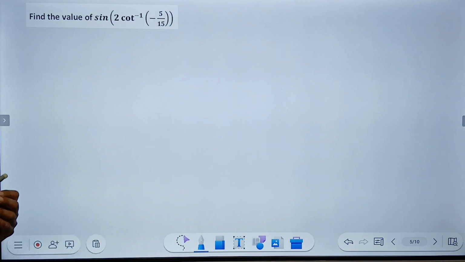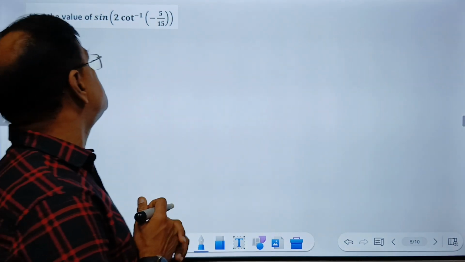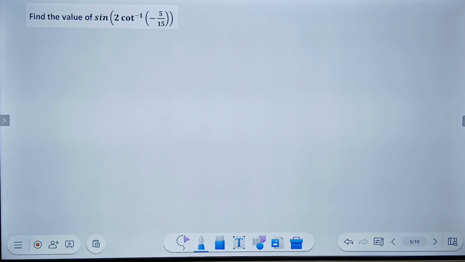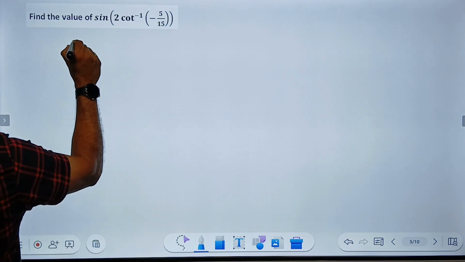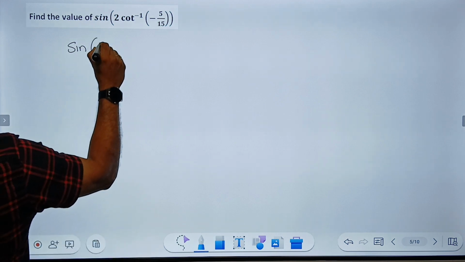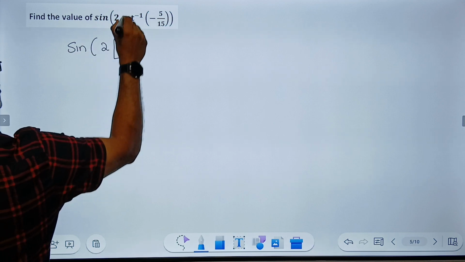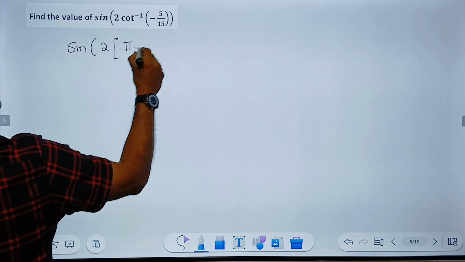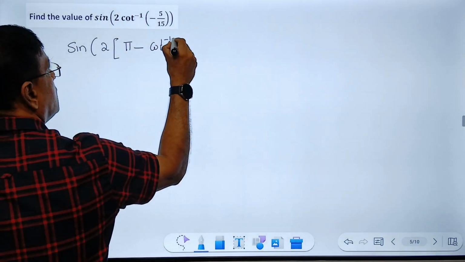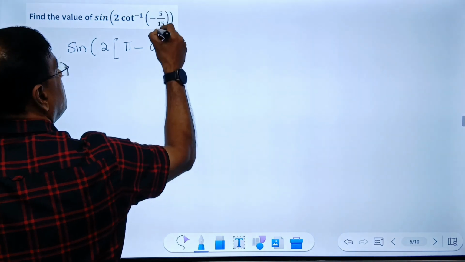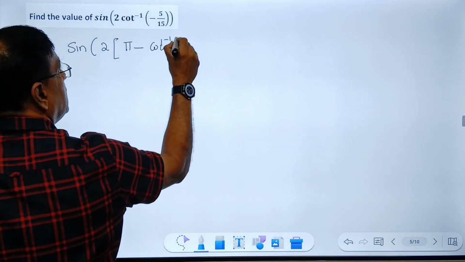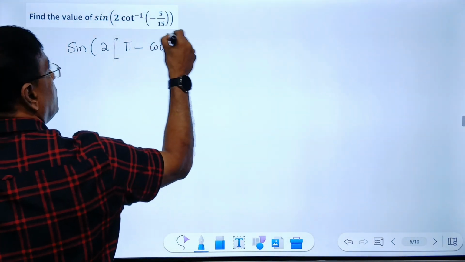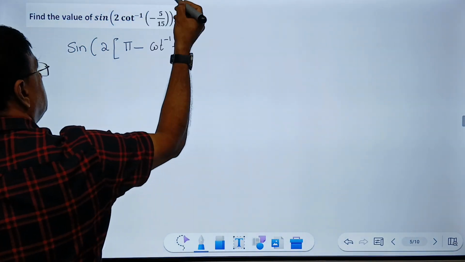Find the value of sine of 2 cot inverse of minus 5 by 15. You know, cot inverse of a negative is pi minus cot inverse of 5 by 15. I think there's some error. I will take it as 1 by 3 then, since 5 by 15 is 1 by 3. Maybe some other number, I must have made a typing error.